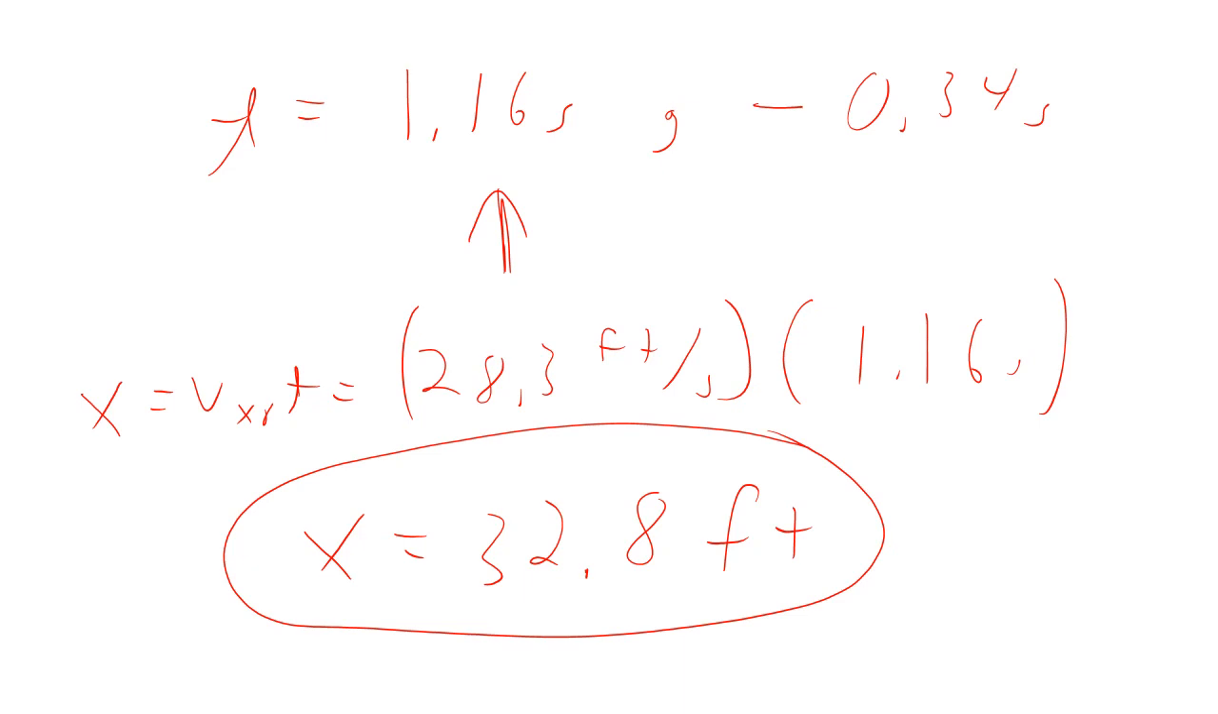So presumably, if the receiver had managed to make a diving catch for it, then that would have been a first down. But given that it's the Cowboys, maybe not. So this is an example of projectile motion in football.